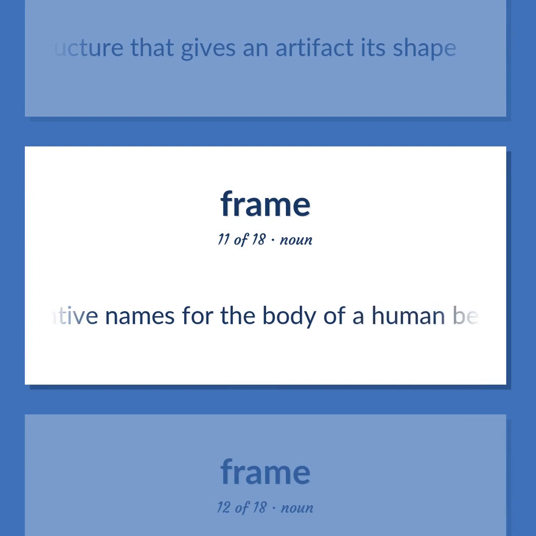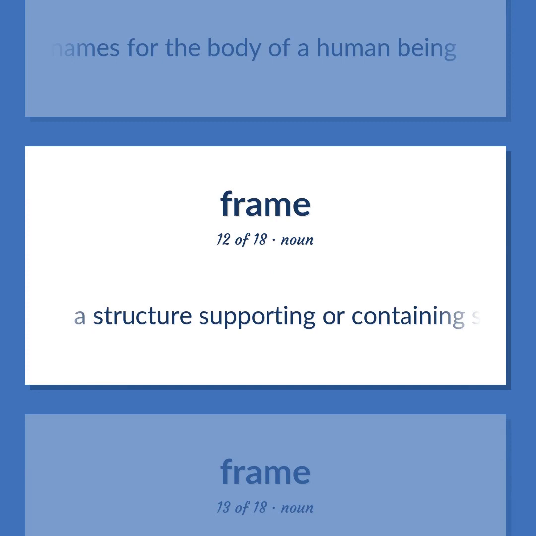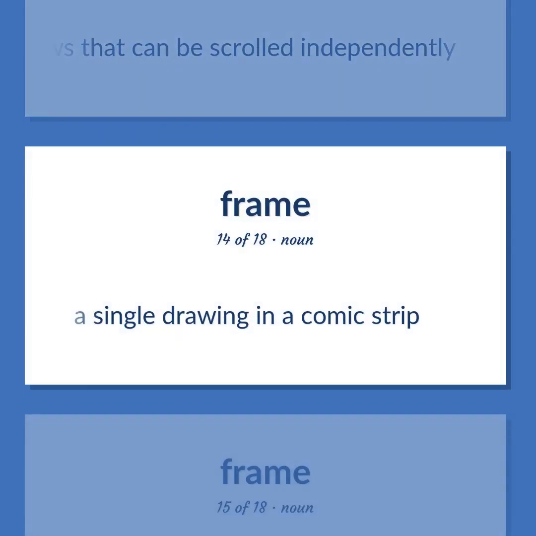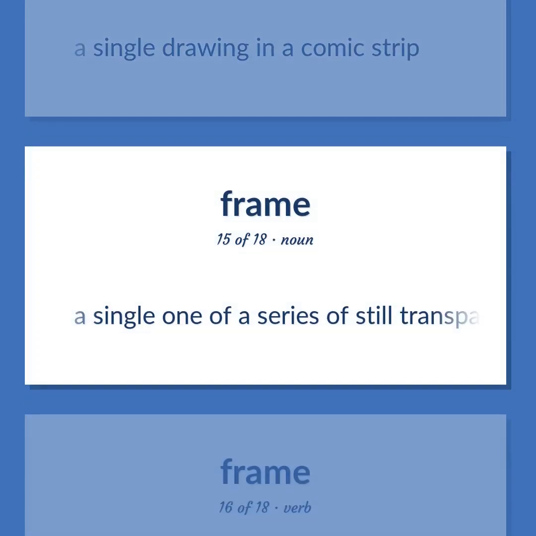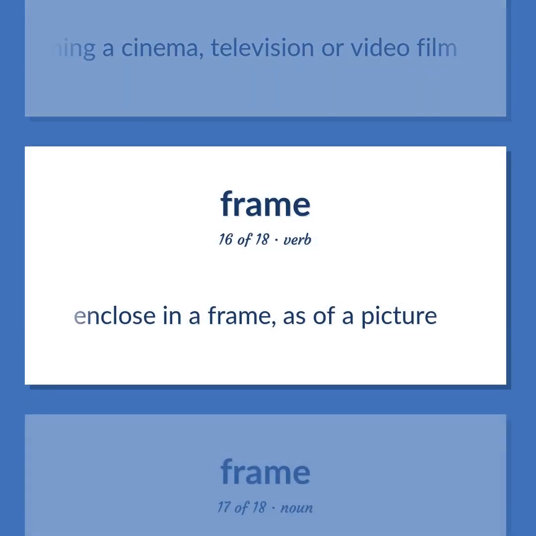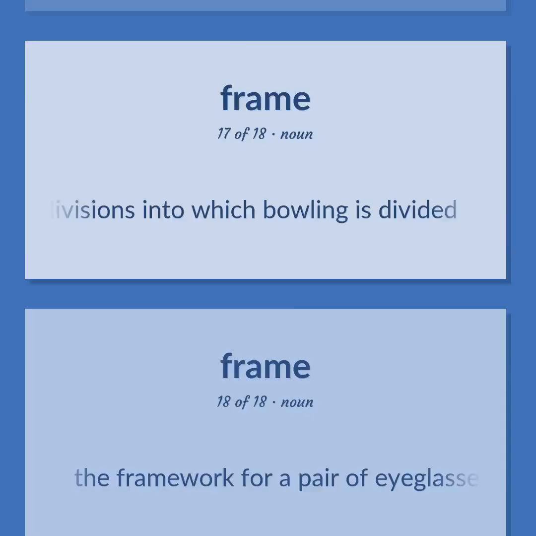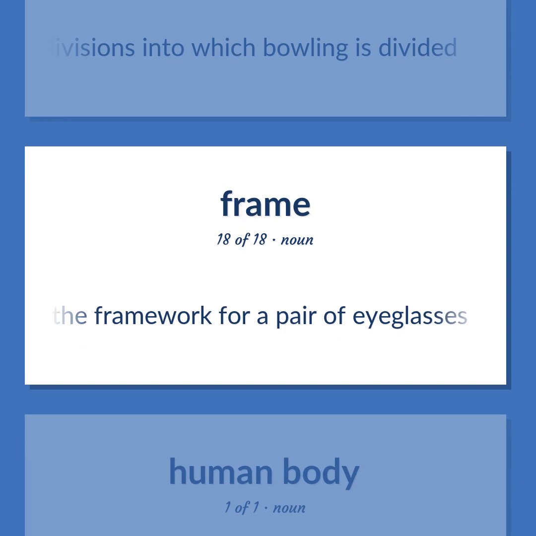Alternative names for the body of a human being. A structure supporting or containing something. An application that divides the user's display into 2 or more windows that can be scrolled independently. A single drawing in a comic strip. A single one of a series of still transparent pictures forming a cinema, television or video film. Enclose in a frame, as of a picture. One of the 10 divisions into which bowling is divided. The framework for a pair of eyeglasses.